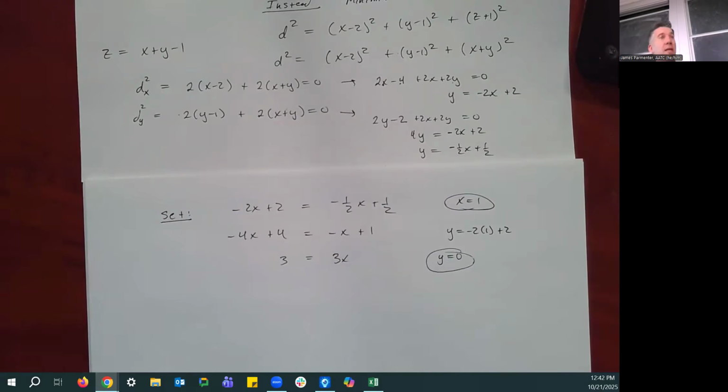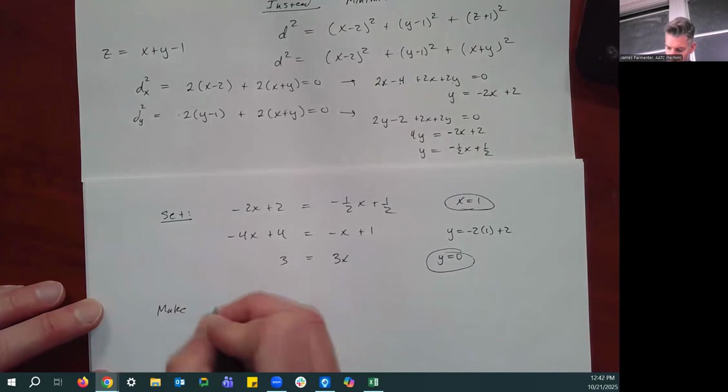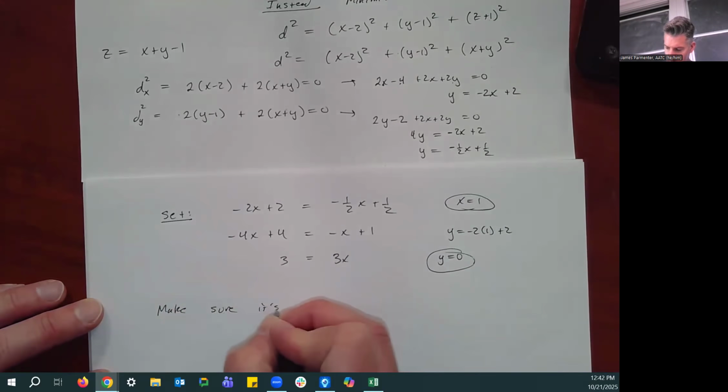Let's make sure it's a minimum. Although really, if you think about it, it kind of has to be. Because you couldn't really maximize this, right? You couldn't get a maximum distance, because if you think about picking a point on this infinite plane, you could always pick a point that's further and further away from the point you're looking at. So it definitely couldn't be a maximum. I guess it could be some weird saddle thing, but it's not. So let's make sure it's a minimum.